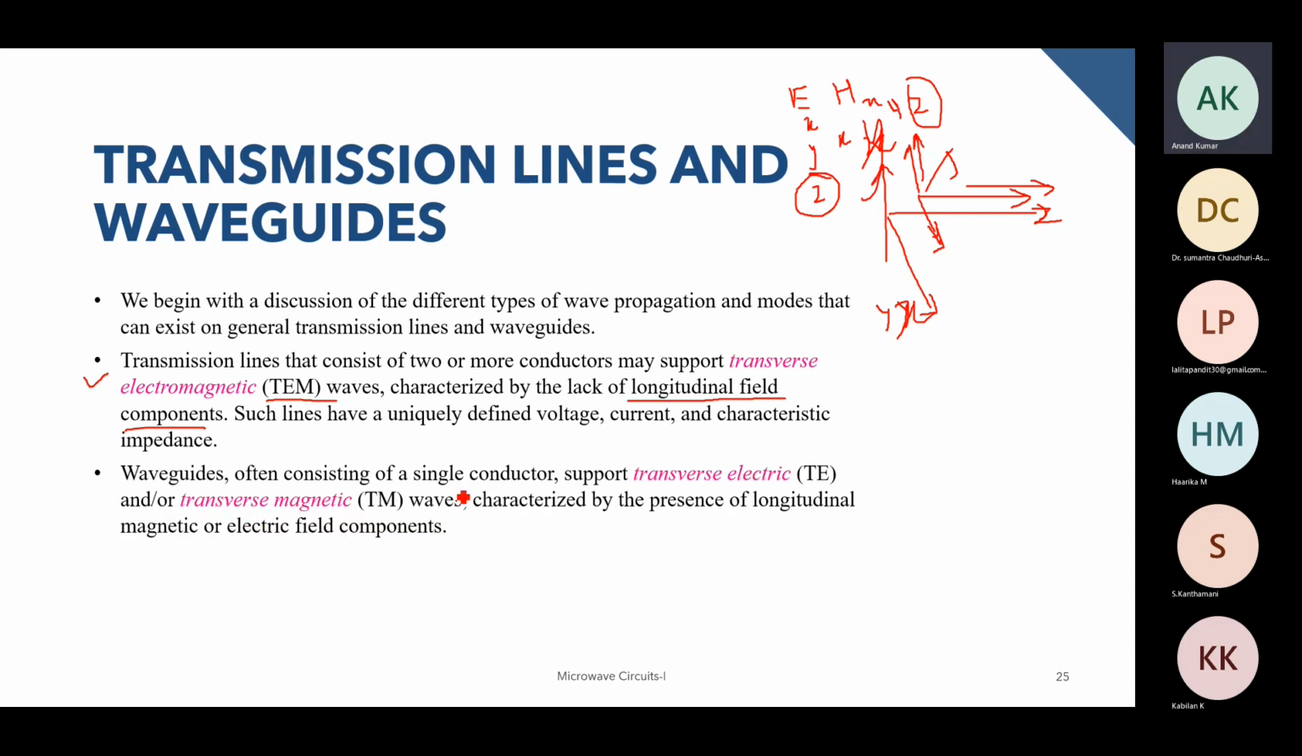And now on similar lines, if we have a single conductor, we'll see that the TEM waves cannot propagate. And again, TE and TM modes are ones in which transverse electric means you do not have the longitudinal component of the electric field, and transverse magnetic means that you do not have the longitudinal component of the magnetic field. So this is the definition for TE, TM, and TEM waves.